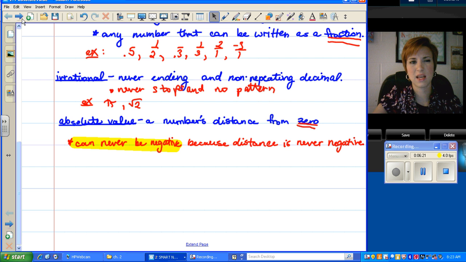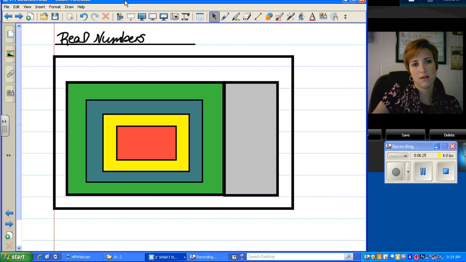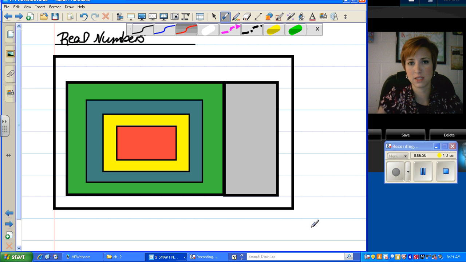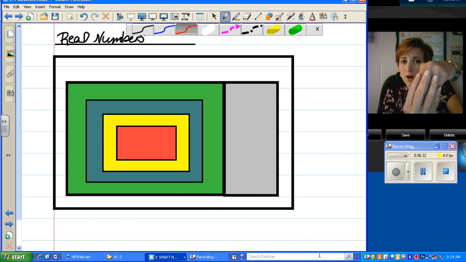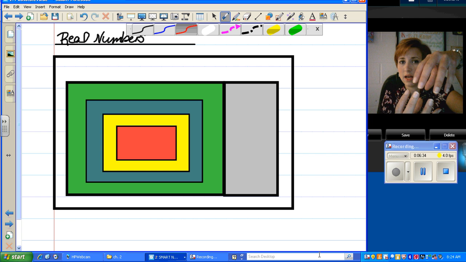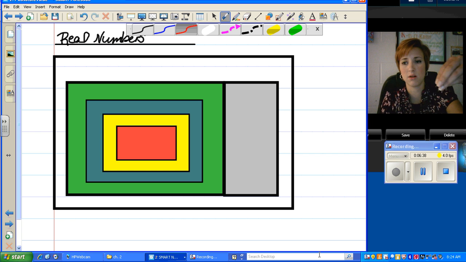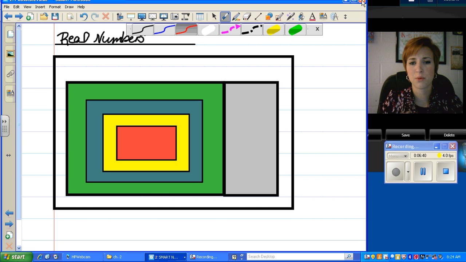Now what we're going to do next is look at our number subsets. I always consider this like the Russian doll. If you've ever seen Russian dolls, there's the little doll in the middle, and a bigger doll on the outside, and a bigger doll, and then a bigger doll. When you open it up, the dolls keep getting smaller. Well, we're going to do that for our real number subsets.